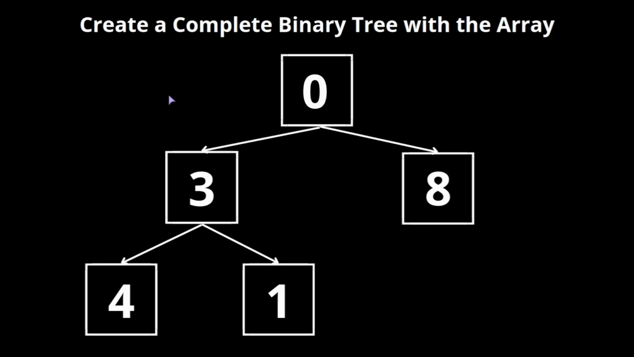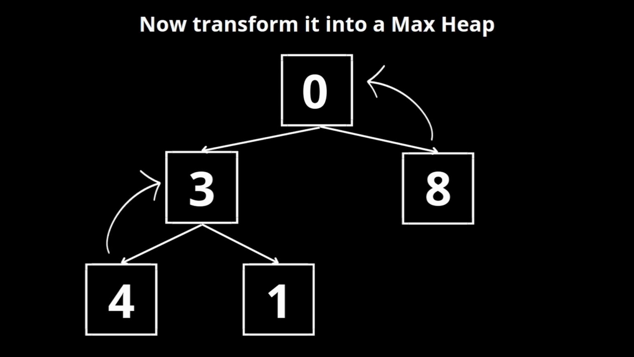And from here we have to create something called a max heap. A max heap is basically a heap like we had before, but all parent nodes must be greater than or equal to their child nodes. In this case, 0 is not greater than or equal to 3 or 8, so we have to do something about it. And 3 is also not greater than or equal to 4, so we have to do something about that too.